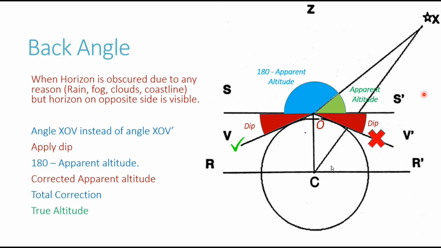Now a doubt could arise in your mind, sir, how do we obtain this XCR dash from the green angle, right? Apply the correction, sir, total correction. Yes, that's where the total correction comes into the picture. Once you apply the total correction, it converts the apparent altitude to the true altitude.